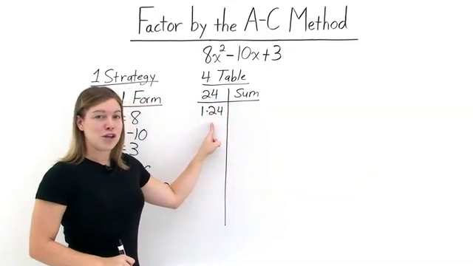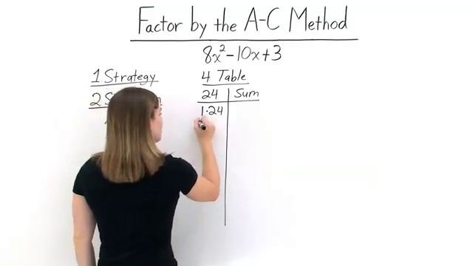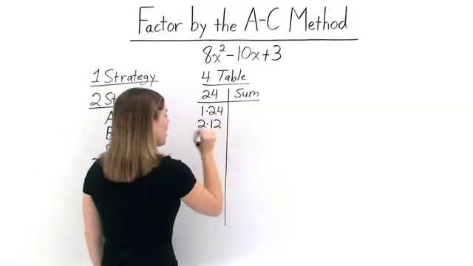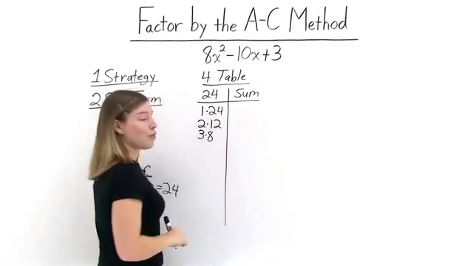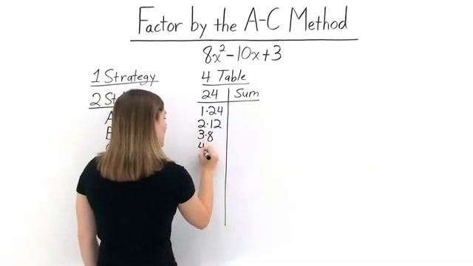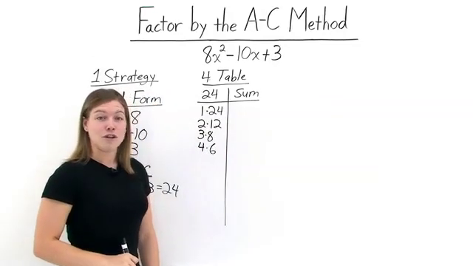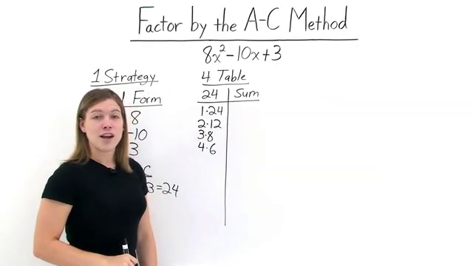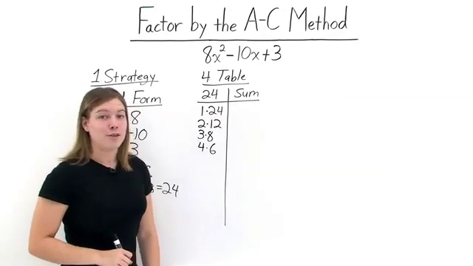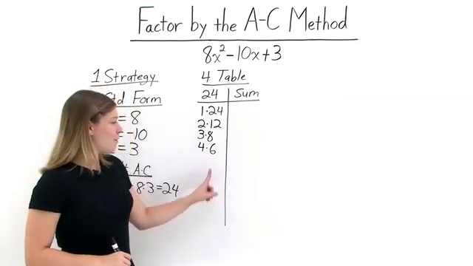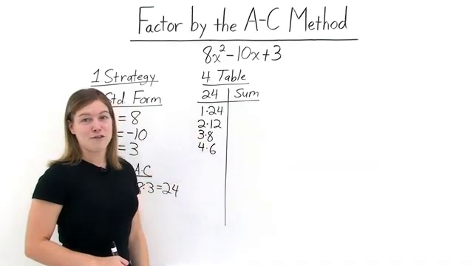Now, move up to 2. Take 24 divided by 2. That's 12. So we have the factors 2 and 12. If we take 3, we have the factors 3 and 8. Then 24 divided by 4 is 4 and 6. Now what about 24 divided by 5? Can we do that and get a whole number? No, we can't. So we skip over 5 and move to 6. Well, 6 is already written down in our factors. So that means that we found all the factors of 24.